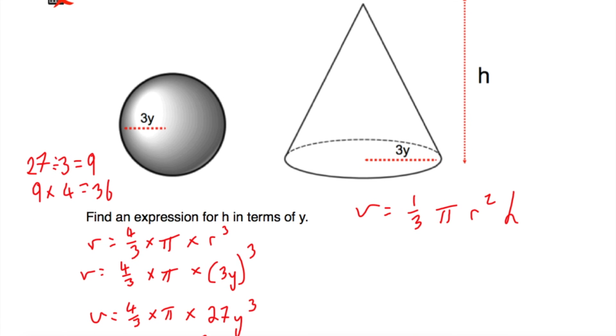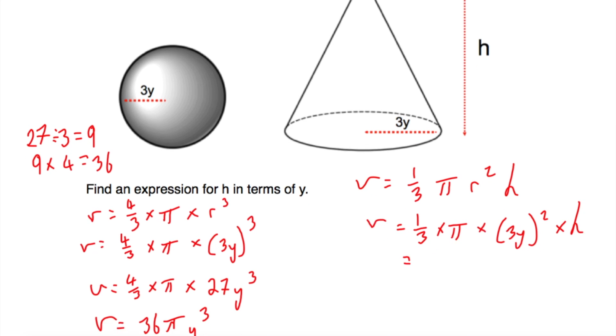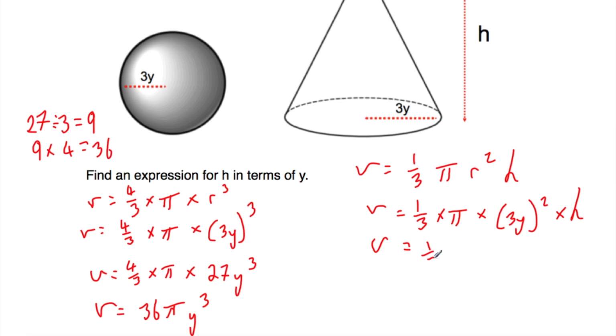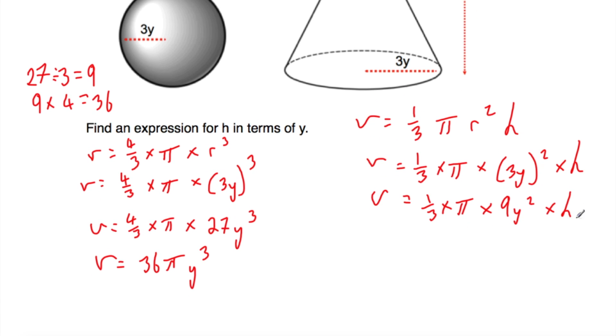Okay, so what we're now going to do is substitute our values. The volume of this cone is equal to 1/3 multiplied by pi multiplied by the radius of the base squared, so it's going to be 3y squared, multiplied by h, the height of the cone. So when we work that out, what do we get? Well, 3y times 3y would be 9y squared. Now the volume will be equal to 1/3 of 9, which is 3, so it's going to be 3 pi y squared h.